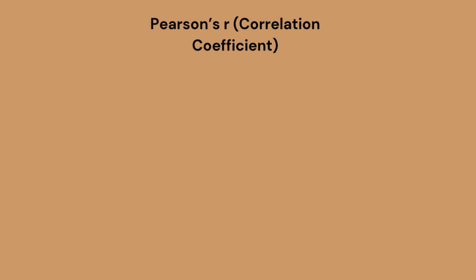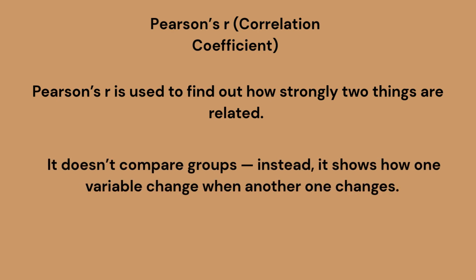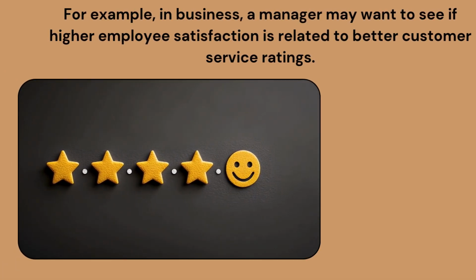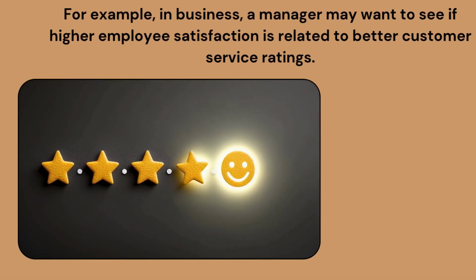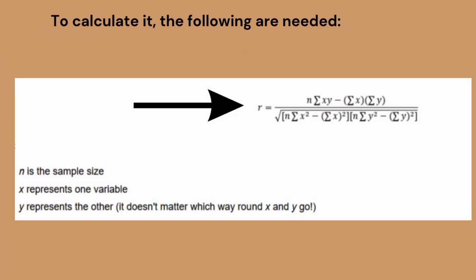Pearson's r, correlation coefficient. Pearson's r is used to find out how strongly two things are related. It doesn't compare groups, instead, it shows how one variable changes when another one changes. For example, in business, a manager may want to see if higher employee satisfaction is related to better customer service ratings. To calculate it, the following are needed: values of both variables, for example, satisfaction scores and service scores, the sample size, number of observations, and the standard deviation for each variable.